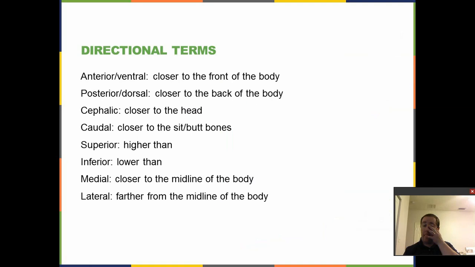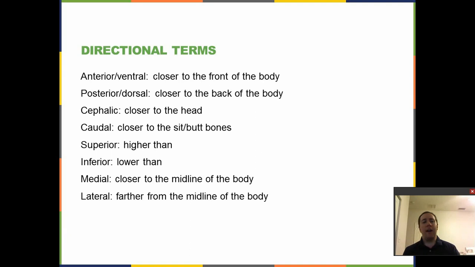Next, we have directional terms. These directional terms are going to come up also in lab. Because they are in your lecture slides, that means you need to know them for the lecture exam also. If you see material that is only in the lab but not in the lecture, you have to know it for the lab exam but not the lecture exam. But when you see something in both, that means you have to know it for both.